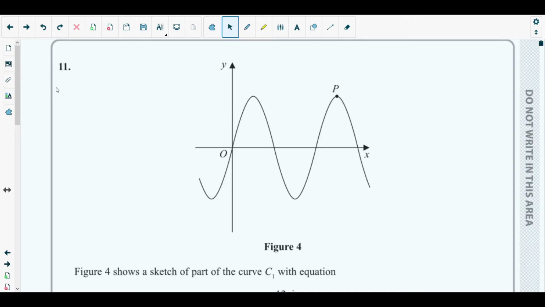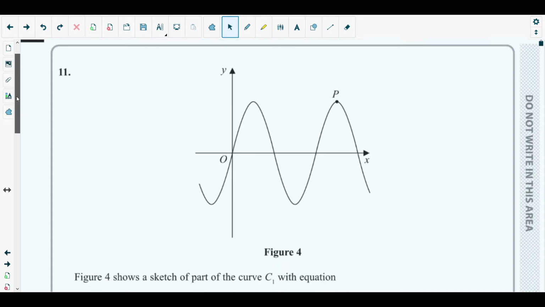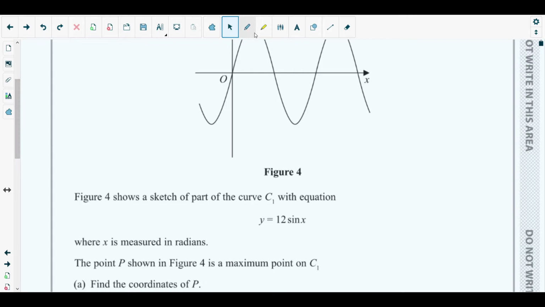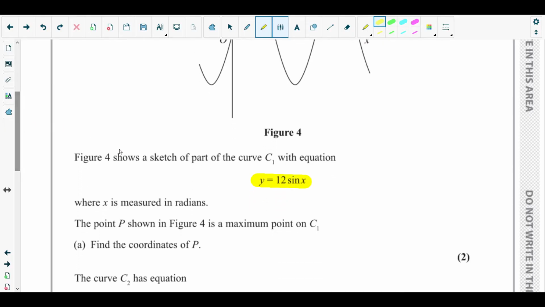So at first you can see a figure 4. Figure 4 is the sketch of a curve C1. The equation of curve C1 is given as y equals 12 sine x. So this is the graph of 12 sine x, where x is measured in radians. Okay, x is measured in radians, keep it in mind.